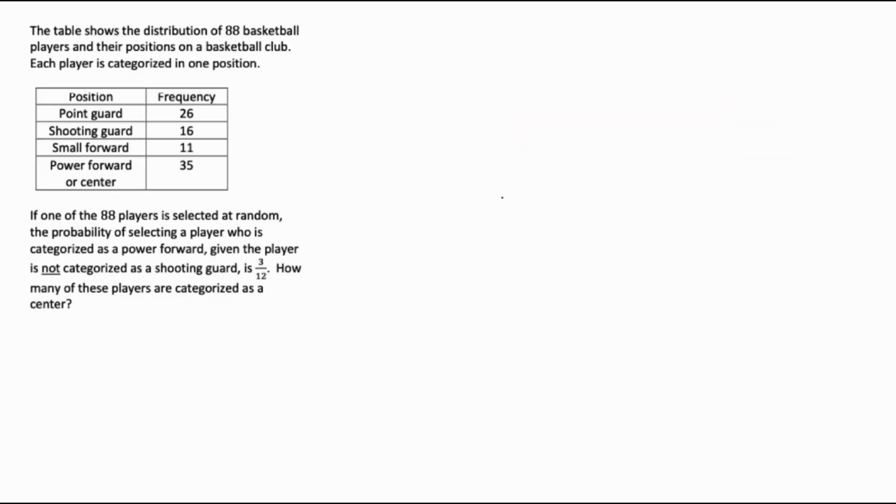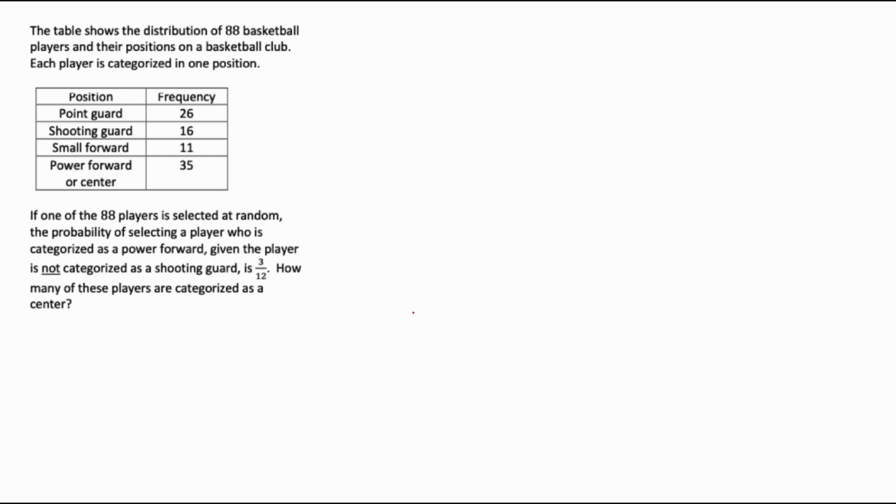Okay, moving on, problem 2. The table shows the distribution of 88 basketball players and their positions on a basketball club. Each player is categorized in one position. If one of the 88 players is selected at random, the probability of selecting a player who is categorized as a power forward, given the player is not categorized as a shooting guard, is 3 out of 12. How many of these players are categorized as a center?